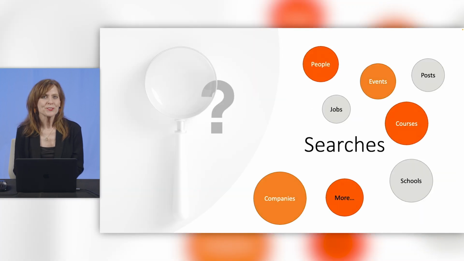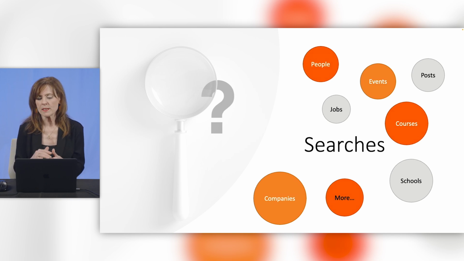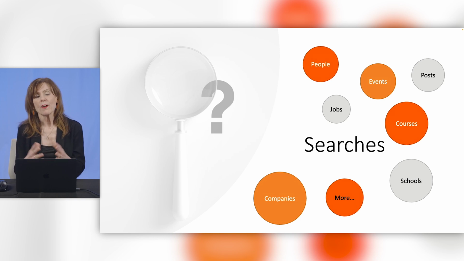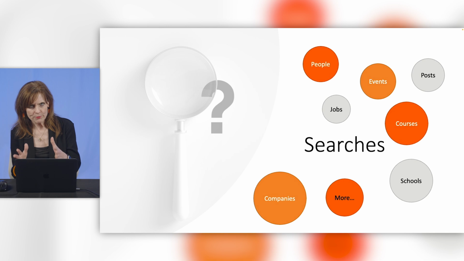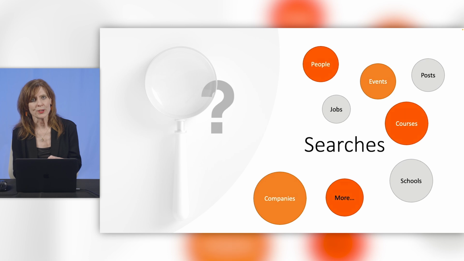You saw me do a search earlier for the Educators Leadership Academy. So there is the search bar, but you can also narrow your search so that you're only searching for people or for companies, courses, different posts, schools. So you can narrow the focus so that you're not getting a plethora of results to try to navigate through, and you can hopefully hone in on what you're looking for.